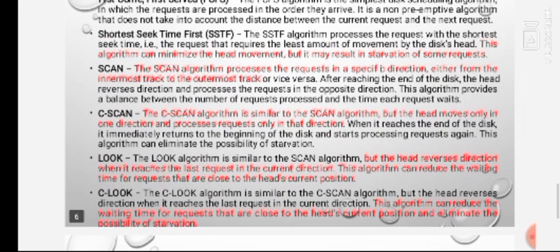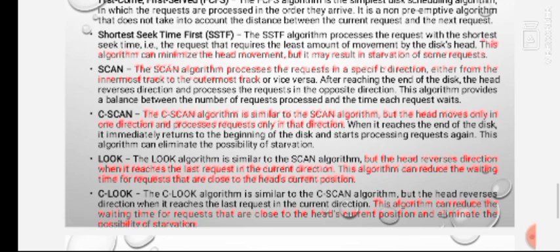The look algorithm is similar to the scan algorithm, but the head reverses direction when it reaches the last request in the current direction. This algorithm can reduce the waiting time for requests that are close to the head's current position.